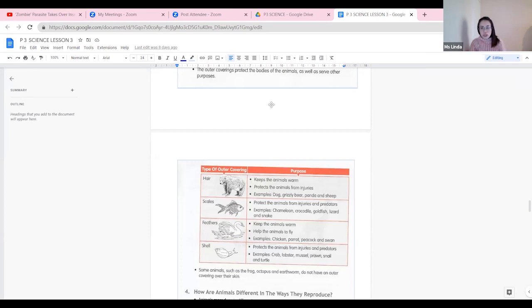So for outer covering like scales, fishes live in the sea. These scales help to protect the animals from injuries and other predators. In case you don't know, shark and dolphin, they always fight, right? And sometimes, I think there are many cases where dolphins actually help to save people from sharks. I don't know if you read about the news. Sometimes there are instances where it happened, when they do fight and protect.